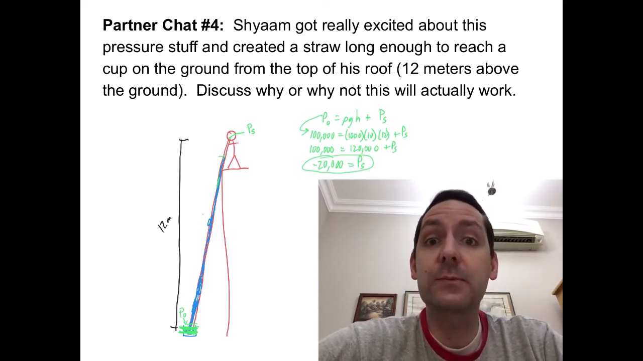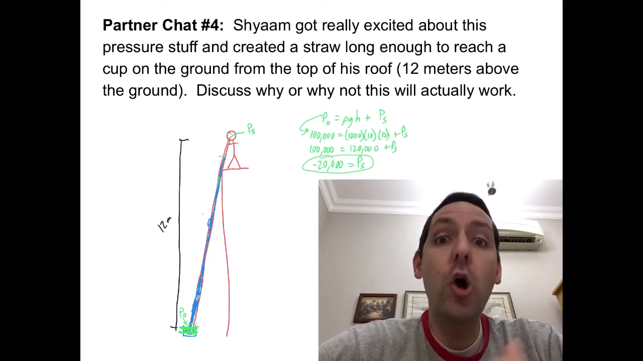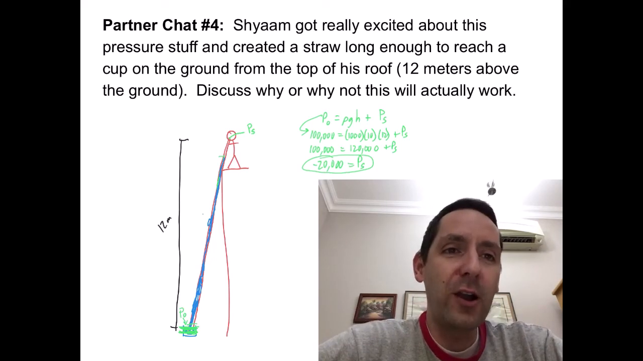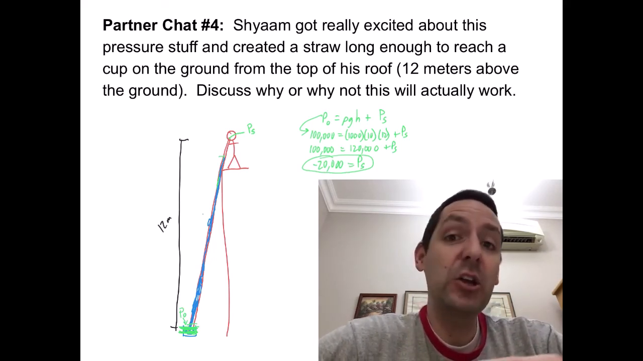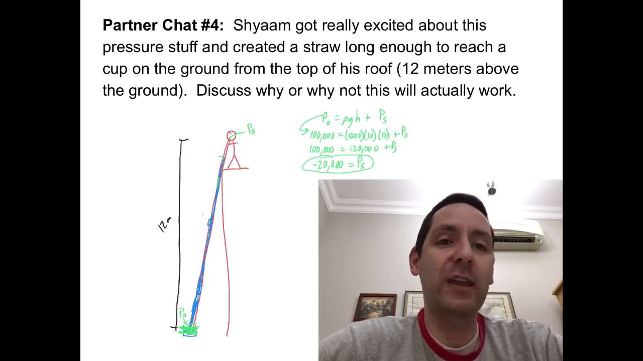The lowest possible pressure is 0. That means nothing, no pressure at all. You can't have negative pressure. So therefore, the answer is no, Shyaam can't use this straw. In fact, there is a maximum length that this straw can have.